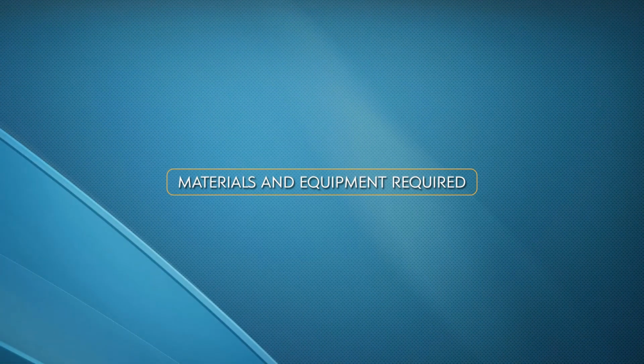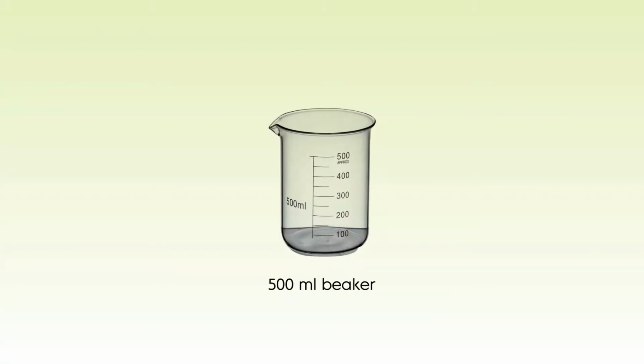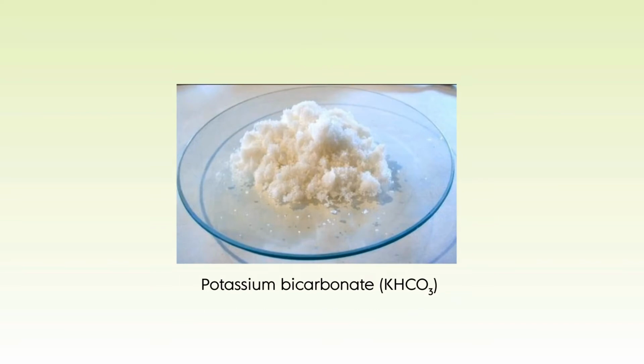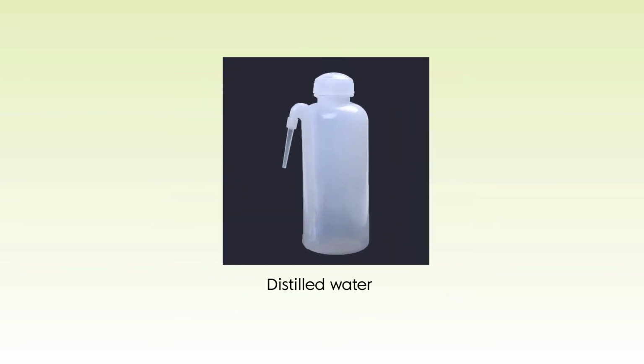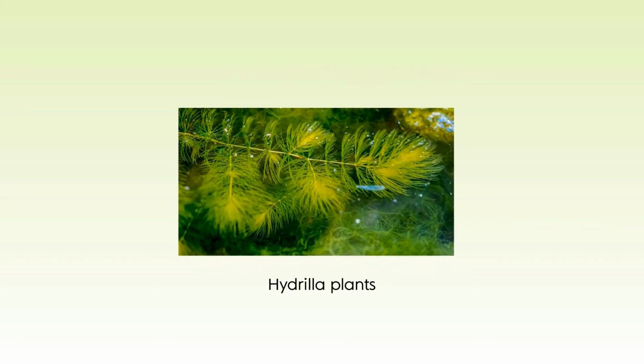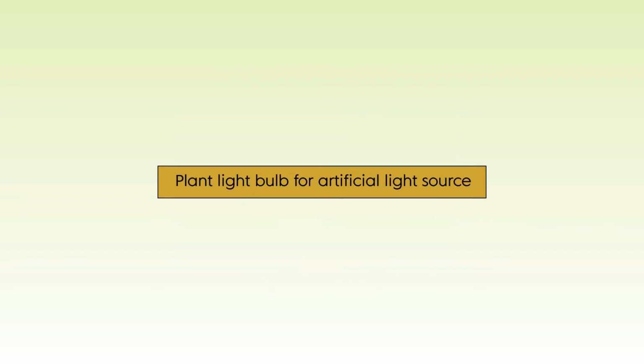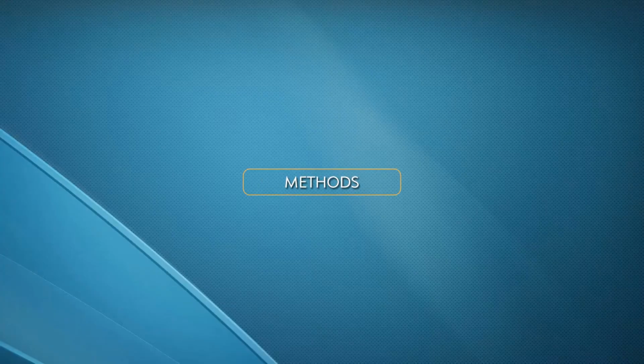Now let's come to the materials and equipment required for the experiment. We will need a 500 ml beaker, a test tube, funnel, 0.1% potassium bicarbonate solution, distilled water, Hydrilla plant, a plant light bulb for artificial light source. Methods. We will divide this experiment into two parts.